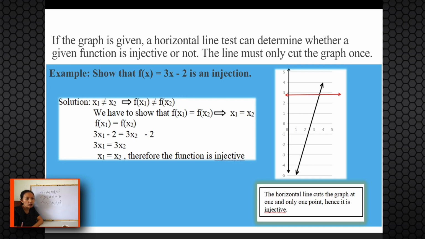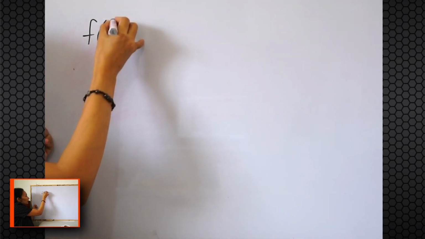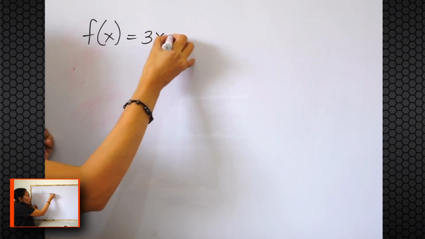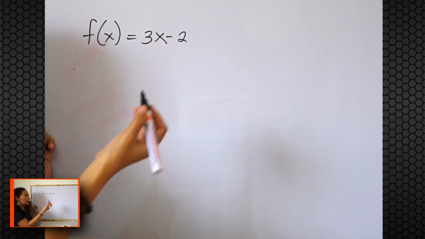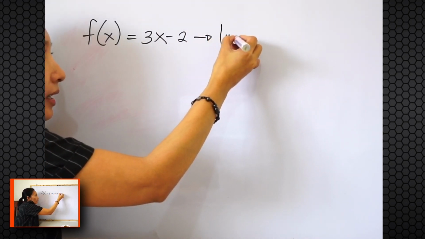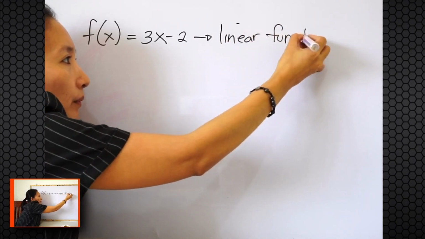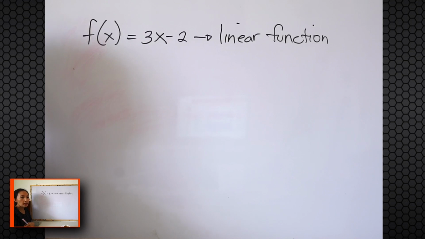So you can graph the function given, y is equal to 3x minus 2. By the way, what type of function is it? What kind of function is f of x equals 3x minus 2? It's a linear function. You know for a fact that this is a linear function. Now going back, here is the solution.